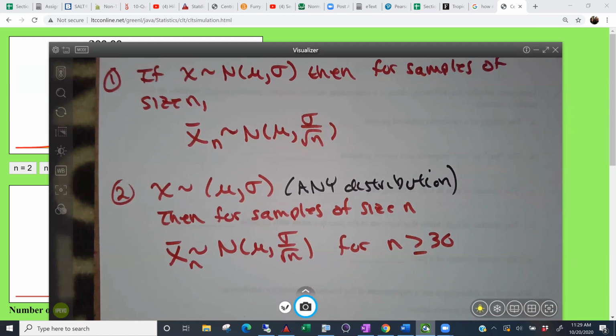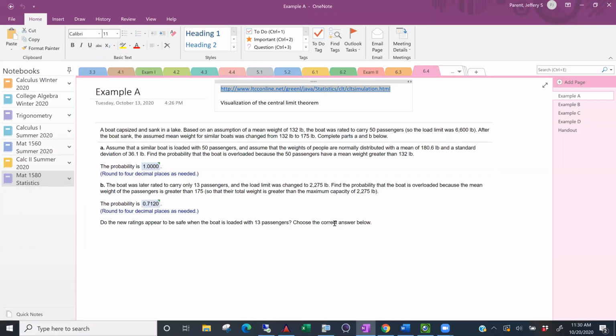Okay, let's take a look at a couple examples. I sent your handout, and I realized after I sent it that I made a mistake in it. So a couple of these problems are going to get modified, including example A and example D.